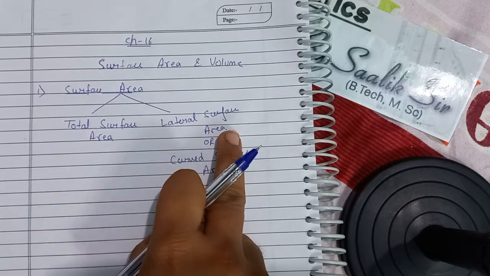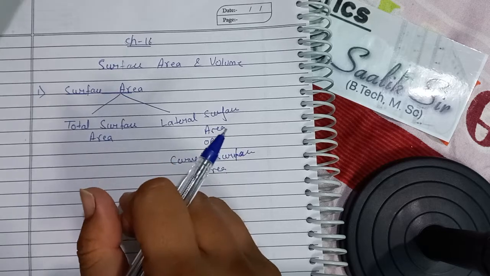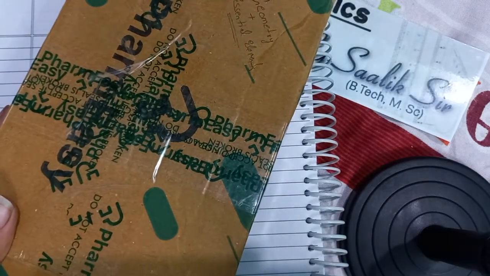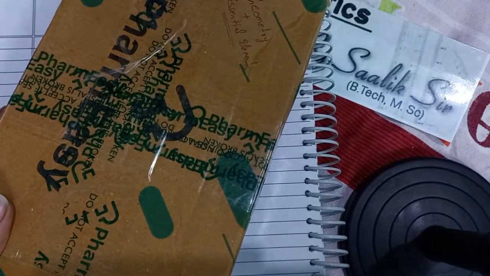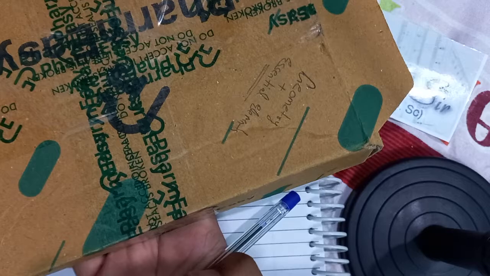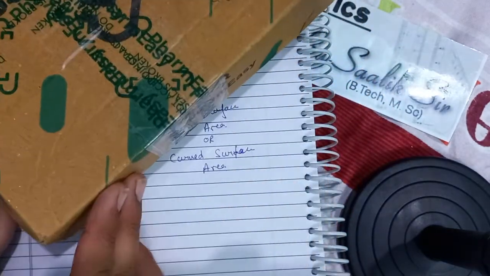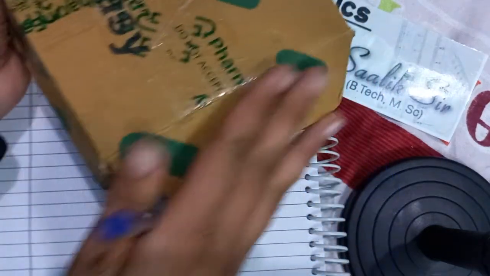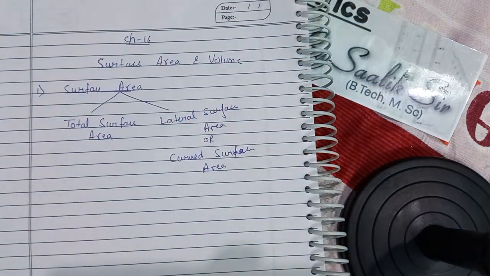So area is of two types: total surface area or lateral surface area. What is the lateral surface area? If I talk about the surface area without including the top and without including the base, if I talk about the surface area of all the four walls, this, and this, and this, it is called lateral surface area. If I don't talk about the area of top and bottom, then it is called lateral surface area.